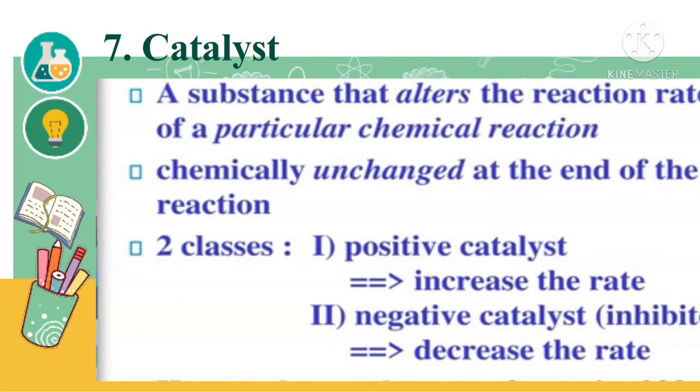The next condition is catalyst. First of all, we have to know what a catalyst is. A catalyst is a substance that alters the rate of a particular chemical reaction, but it does not take part in the chemical reaction. There are two types of catalyst. First one is positive catalyst, that increases the rate of the reaction, and the second one is negative catalyst, that decreases the rate of the reaction.